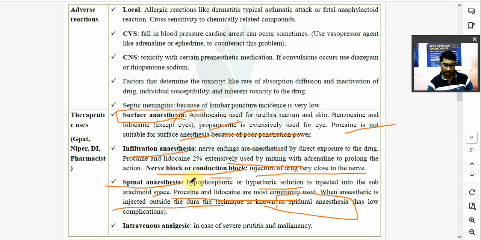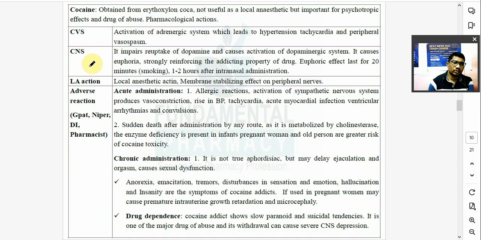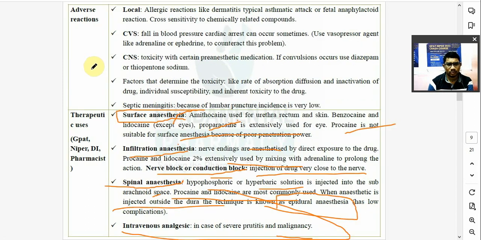So at that time, if it is injected outside the dura mater, it is known as epidural anesthesia, and it has a low complication. That's why it is mostly used. But if it is injected inside the dura mater, it is a complete spinal anesthesia. Intravenous anesthesia in case of severe pruritus and malignancy. कभी कभी रेयरली इसको इंट्रावेनस भी यूज करते हैं. आर यू गेटिंग और नॉट? समझ रहे आपको? टॉक्सिसिटी में क्या आएगा इनका एडवर्स इफेक्ट, सो अपन देखेंगे लास्ट में.